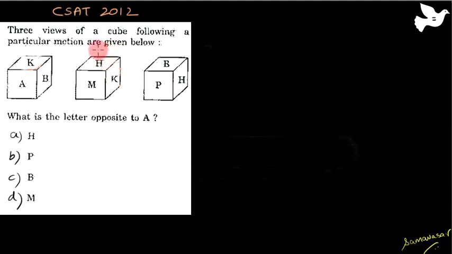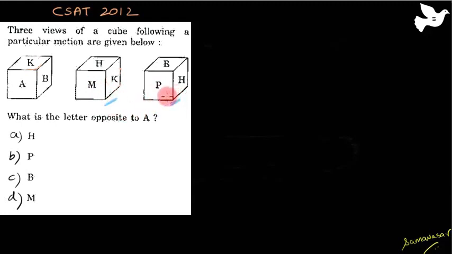Now let's look at some actual exam questions. So in this, the question says that the three views of the cube are the following. And what is the letter opposite to A? First, I'll tell you the final answer, the shortcut technique. So in this case, all you need to check is there'll be two cubes which will not have A in them. So this one has A, leave this. You have these two cubes which do not have A.